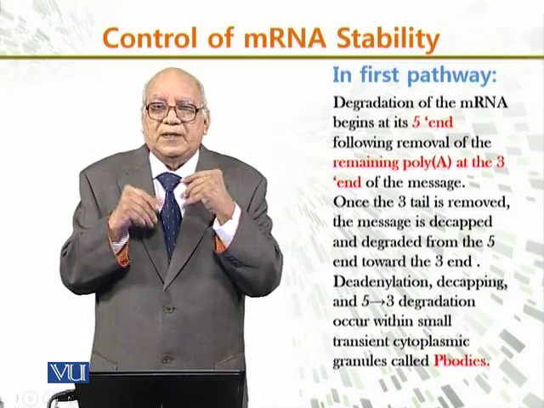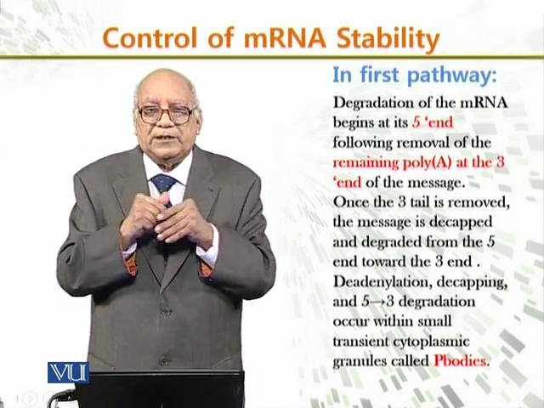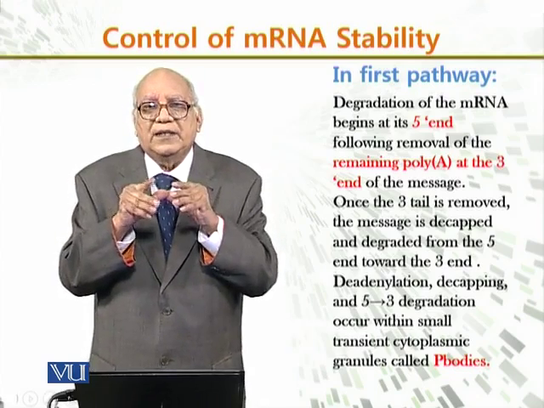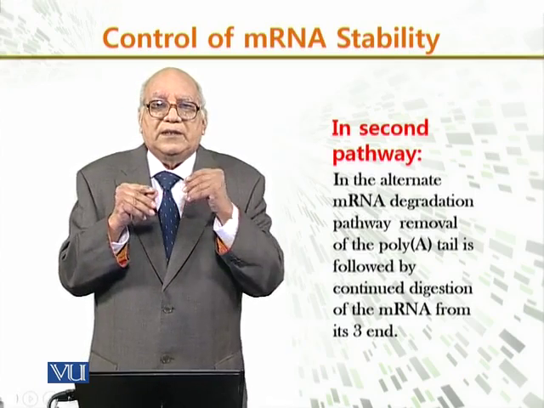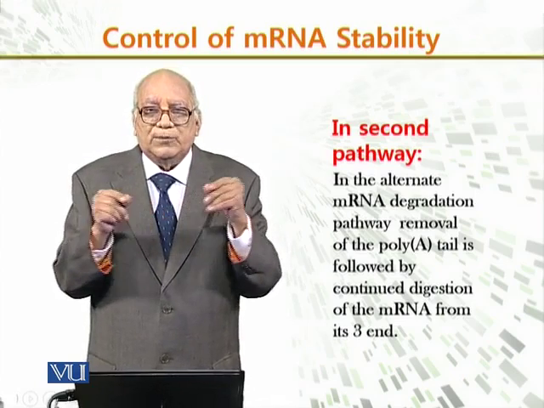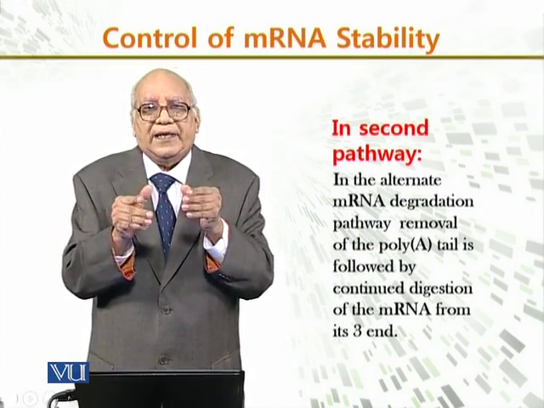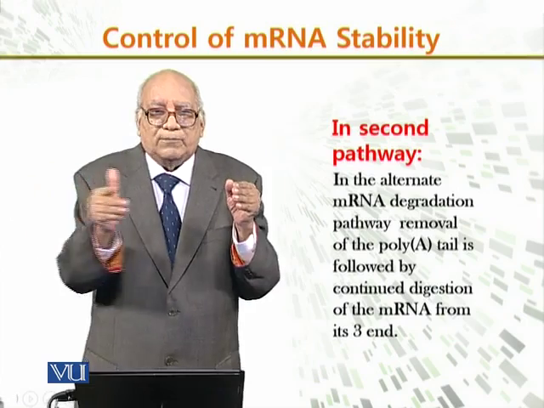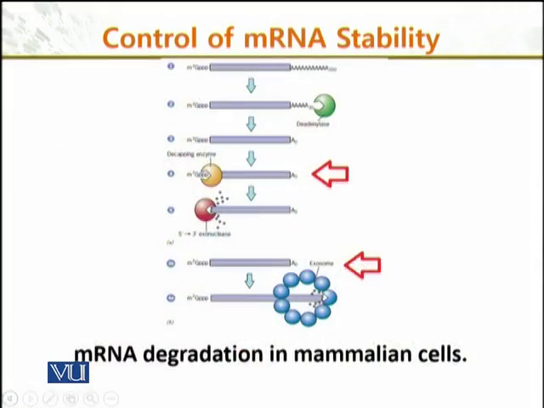Now, deadenylation, decapping and 5' to 3' degradation occur within small transient cytoplasmic granules, which are called P bodies. In those granules, this process operates. In the second, alternate messenger RNA degradation pathway, the removal of the poly-A tail is followed by continued digestion of the messenger RNA from the 3' end toward the 5' end. In this diagram, messenger RNA degradation in the mammalian cell has been illustrated, showing the different mechanisms by which poly-A is degraded.